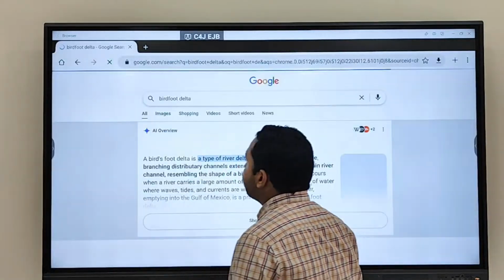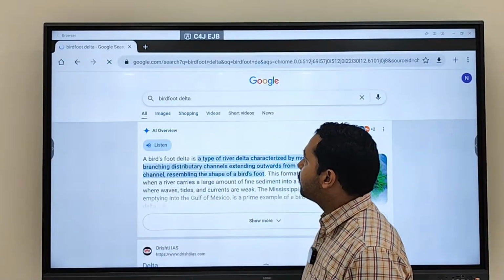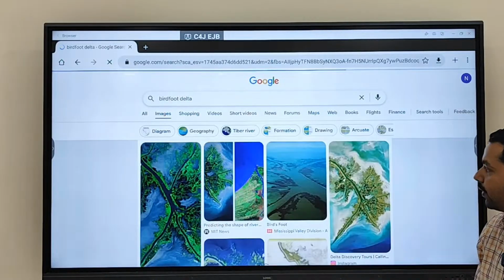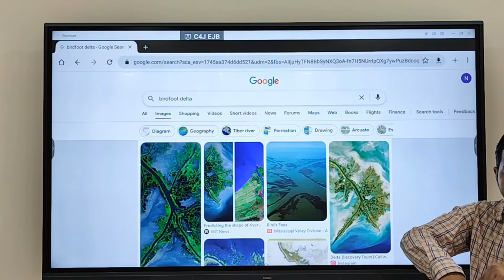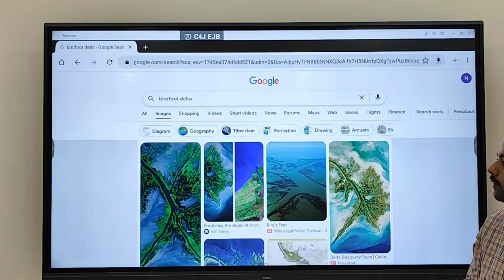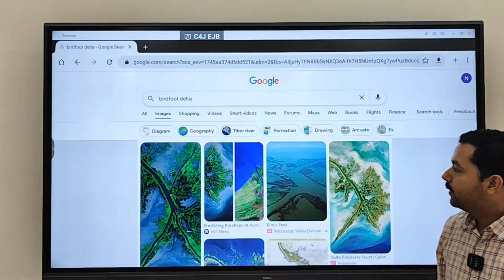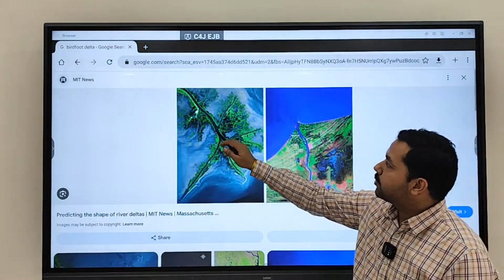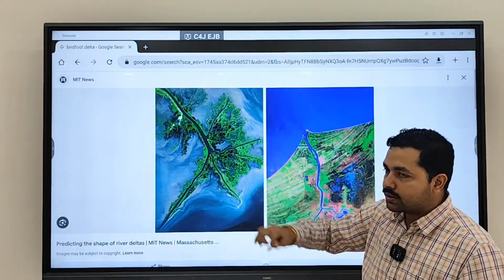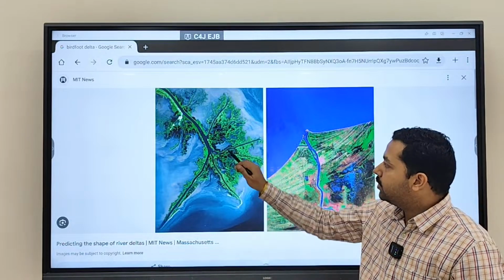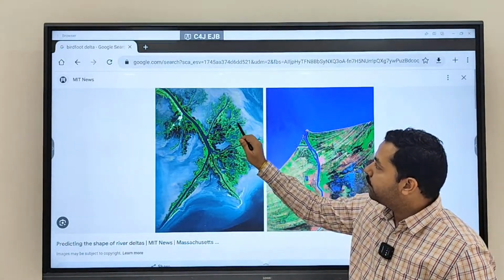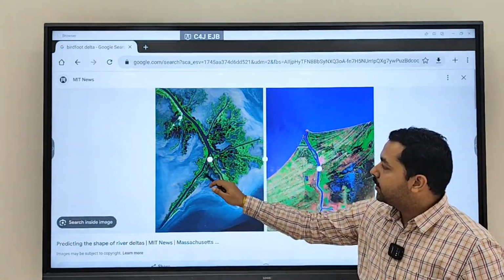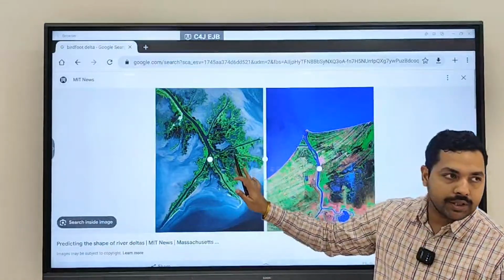So you can find this type of delta, which is called a bird foot delta. Like you see birds' feet coming out like that. When you find deltas like this, this type of delta is called a bird foot delta. So these are the rivers, how they are flowing, and they're depositing sediments over there. So this is a figure of which type of delta?